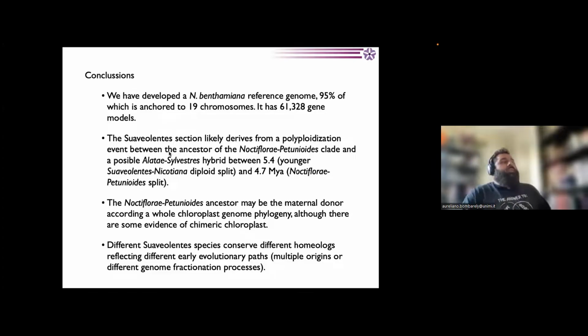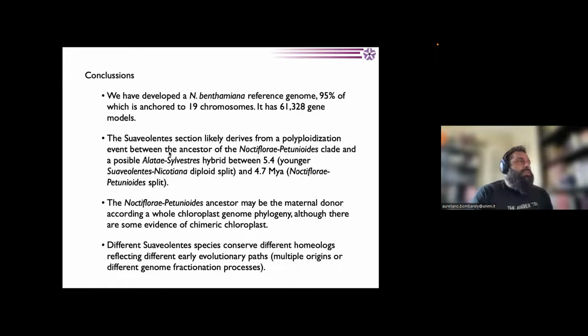We have developed this Nicotiana benthamiana genome. 95% of the genome is encoded to 19 chromosomes, 61,000 genes, more or less. The quality is okay. Then the Suaveolentes section, we think, or at least our results indicate, comes from a polyploidization event between the ancestor of the Noctiflora and Petunoides clade.